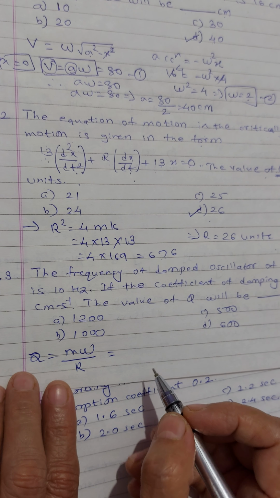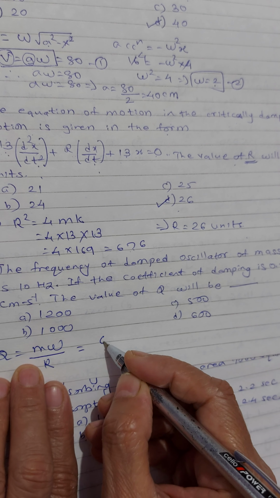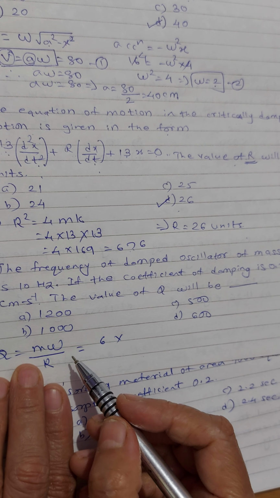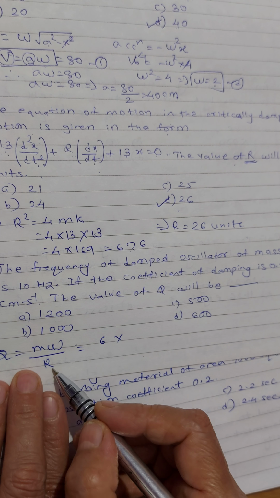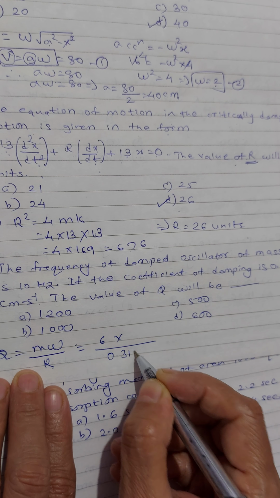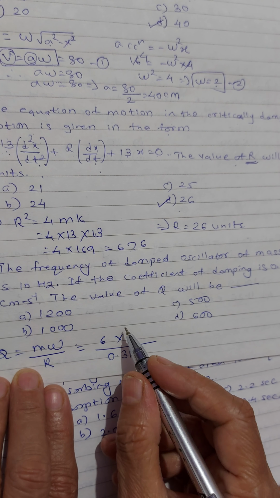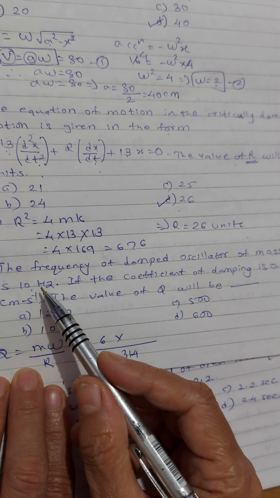So as usual, what is the m given to you? m is 6 grams. So we can say 6 over here. How much is my coefficient of damping? Coefficient of damping is r, fine. So that value will come here, 0.314. And how much is omega? Omega is not given. They have directly given you 10 hertz.